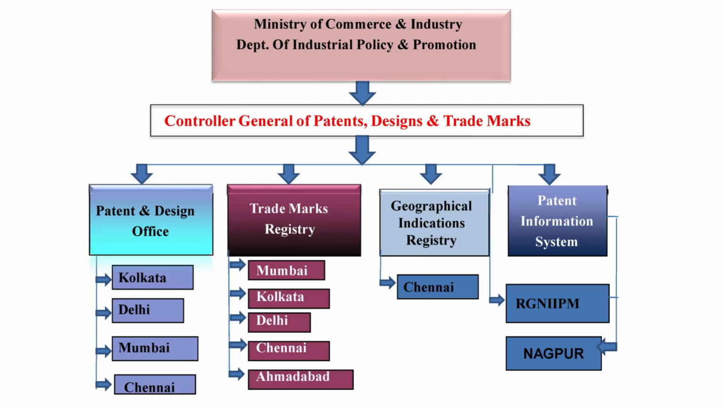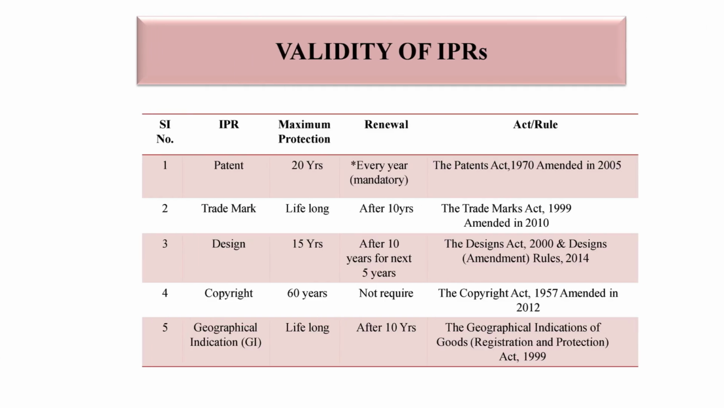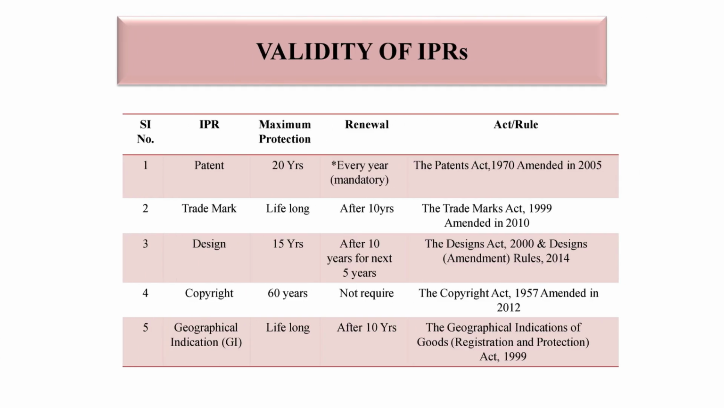Below this sit the Patent and Design Office, the Trademarks Registry, the Geographical Indications Registry, and the Patent Information System, with offices located across Kolkata, Delhi, Mumbai, Chennai, and Ahmedabad, along with the RGNIPM located in Nagpur. Notice how this single authority oversees patents, designs, trademarks, and GIs all together, which shows how centralized IP administration is in India. This brings us to validity of IPRs.